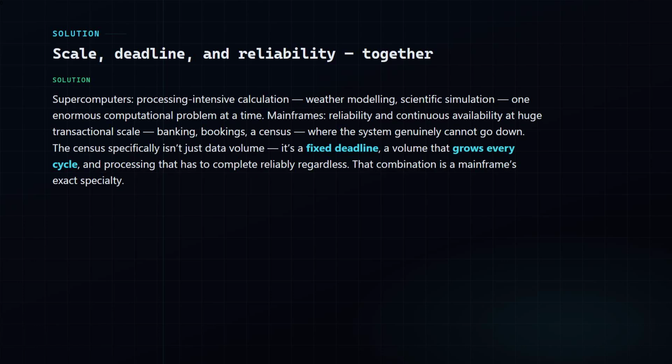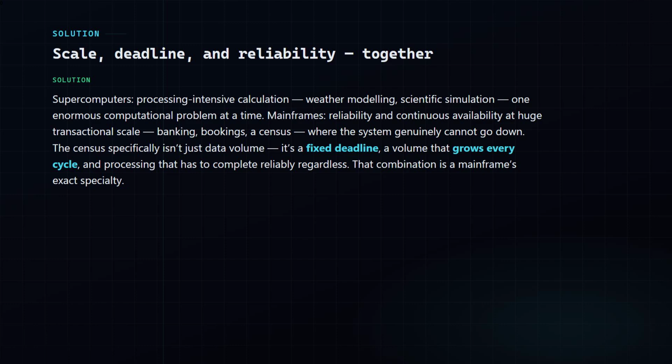Here is the solution. Supercomputers are built for processing-intensive calculation, weather modeling, scientific simulation, one enormous computational problem at a time. Mainframes are built for reliability and continuous availability at huge transactional scale, banking, airline bookings, a census, where the system genuinely cannot go down.